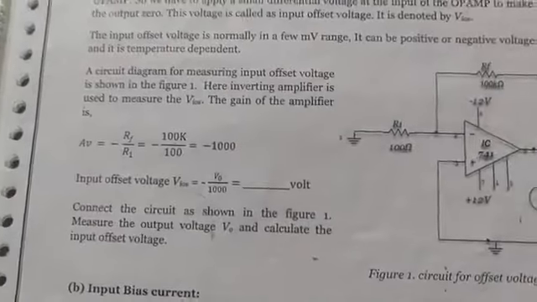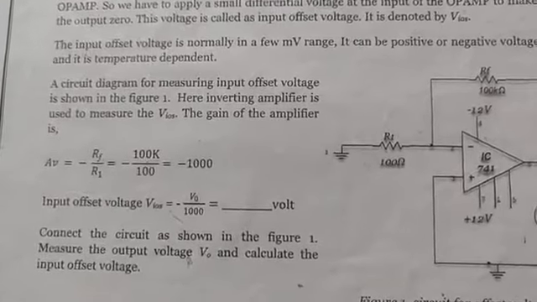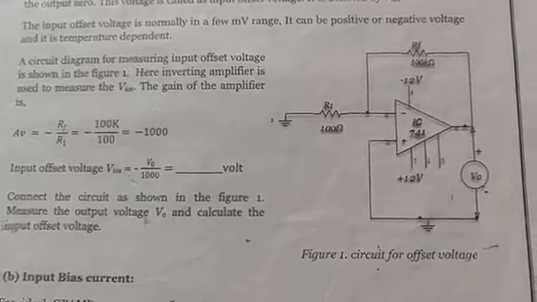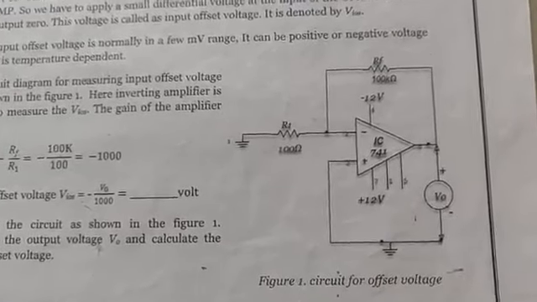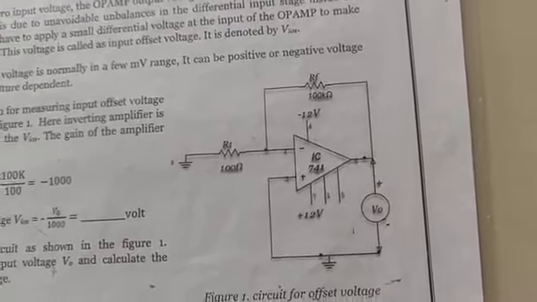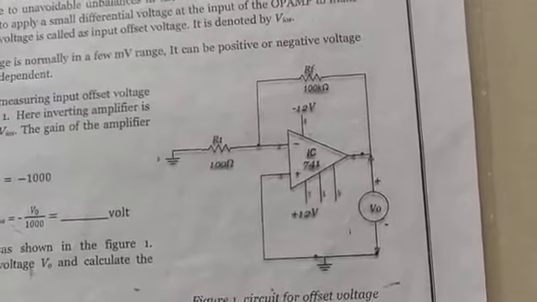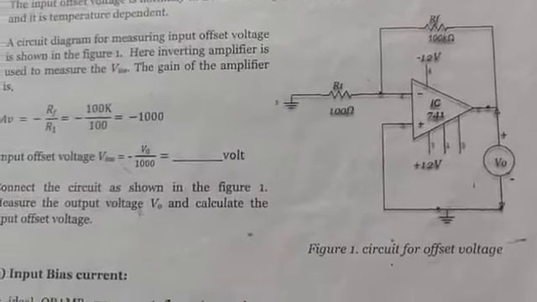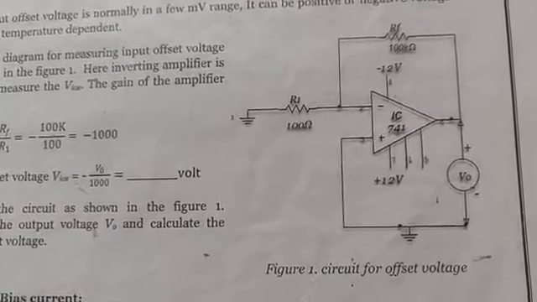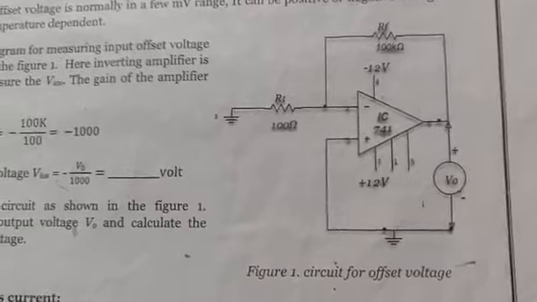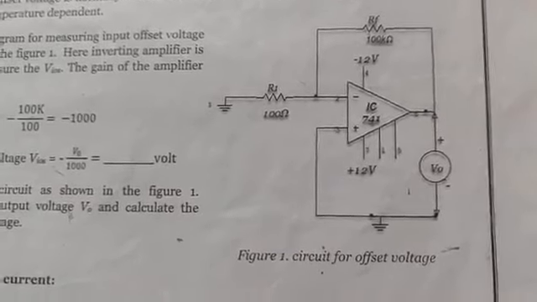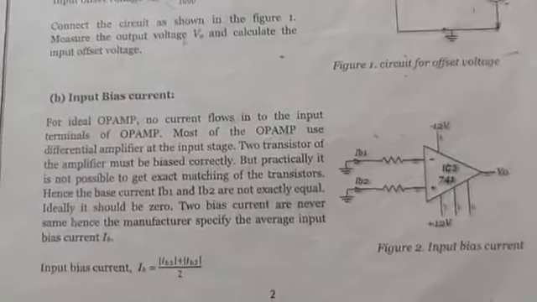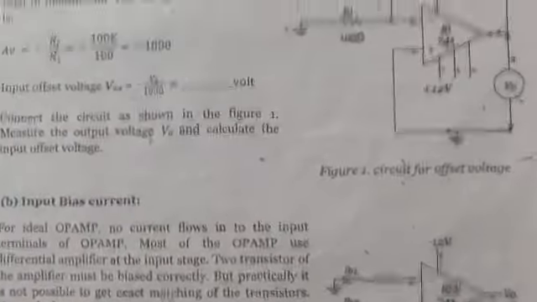So here the input offset voltage, you can see in the synopsis, is equal to V0 upon 1000, because 1000 was the gain and the output voltage was 1.2 volt divided by 1000. That comes to the numerator, which will convert into millivolt. So we can say that input offset voltage VIOS is equal to 1.2 millivolt. So this is the first parameter we have found. Now another very important parameter is input bias current.